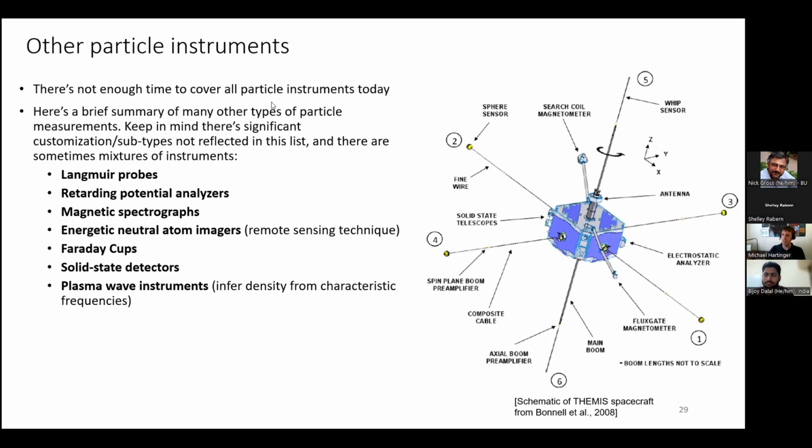And so again, this is my catch-all slide, I guess my last slide, because I don't have time to go into them, but there's a slew of other instruments used to detect particles. And each of these on this list often has subtypes and other types that aren't reflected in this list. And sometimes there's mixtures of instruments or overlap, but you'll often see things discussed like Langmuir probes, retarding potential analyzers, magnetic spectrographs or spectrometers, energetic neutral atom imagers, which is actually a remote sensing technique, Faraday cups, solid state detectors, and plasma wave instruments of various types, which you can use to infer density from characteristic frequencies. So there's a whole range of other things to explore if you're interested in measuring particles, and depending on the environment you're looking at, one or more of these might be useful.